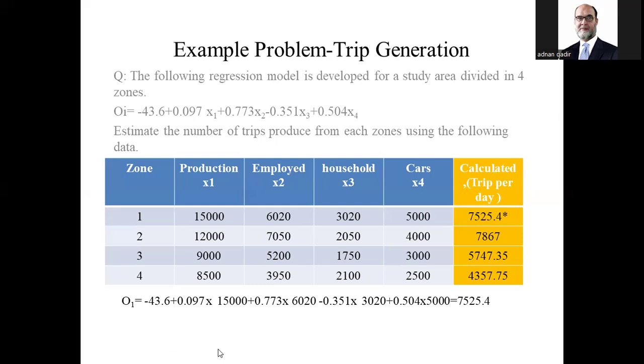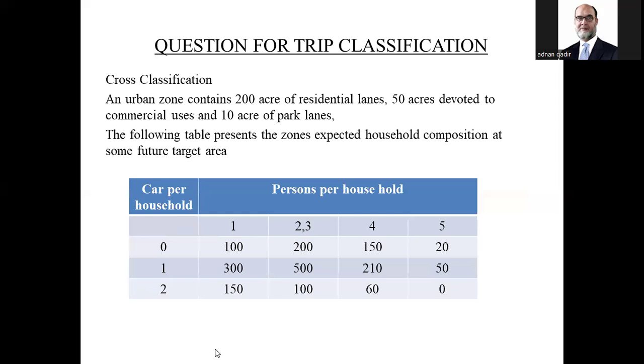Another way is what we call cross classification. It says an urban zone contains 200 acres of residential land, 50 acres devoted to commercial uses, and 10 acres of park land. The following table presents the zone's expected household composition and some future target area. So we are again interested in knowing the trip generation from each zone.